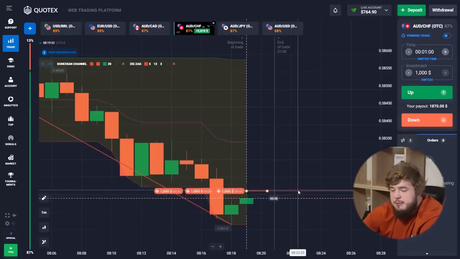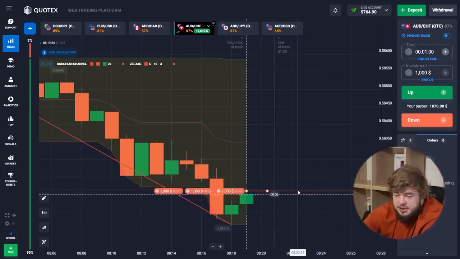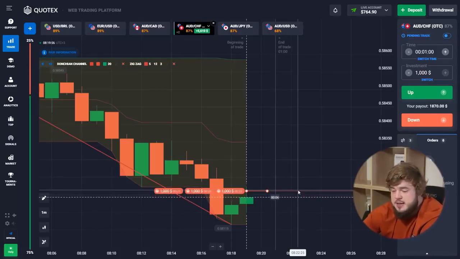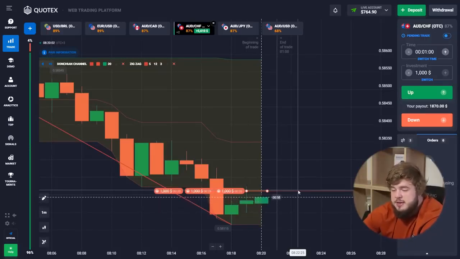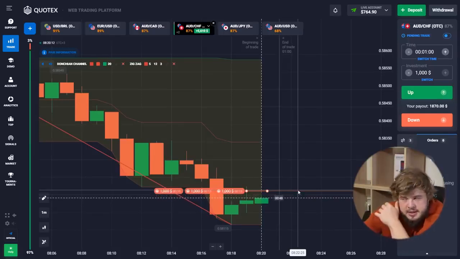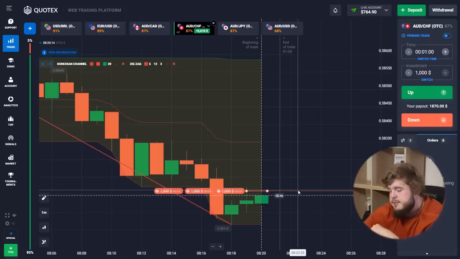So guys, now the same situation. Price is hitting the bottom of the channel and it's going to pass it. That's why we have opened three sell positions here. Three sell positions are opened with an investment of $1,000 each one. That's really cool. Let's wait for our money here.